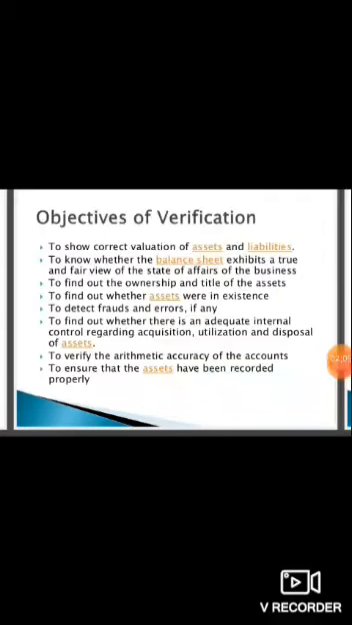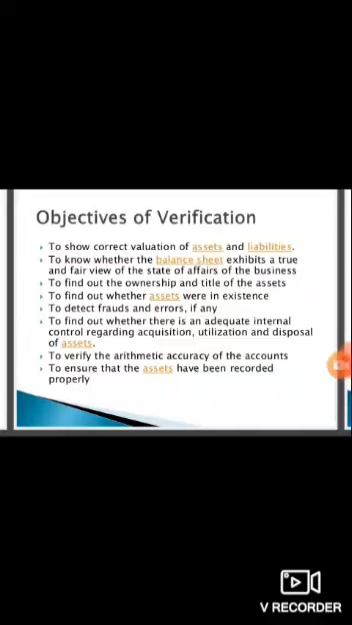Now the objectives of verification. Why do they have to do verification? To show the correct valuation of assets and liabilities. By verifying, the auditor can evaluate the assets and liabilities with accuracy and with confirmation. The other objective is to know whether the balance sheet exhibits a true and fair view of the state of affairs of the business. So here, by verification, we can know that the balance sheet is showing the true and fair values of assets and liabilities of the concern.